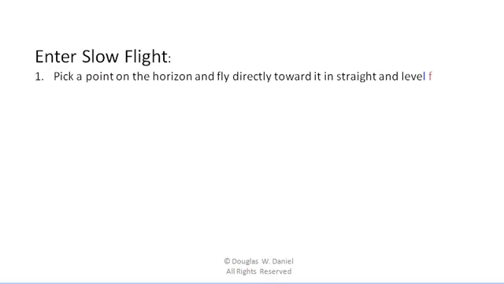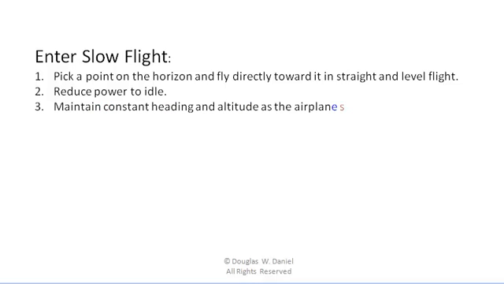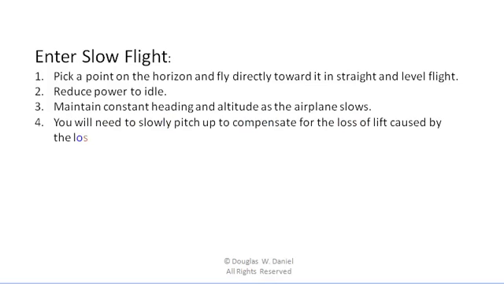Enter slow flight. Pick a point on the horizon to fly directly toward in straight and level flight. Reduce power to idle. Maintain constant heading and altitude as the airplane slows. You'll need to slowly pitch up to compensate for the loss of lift caused by the loss of airspeed.